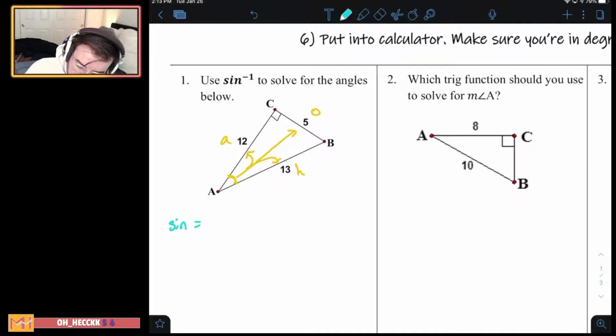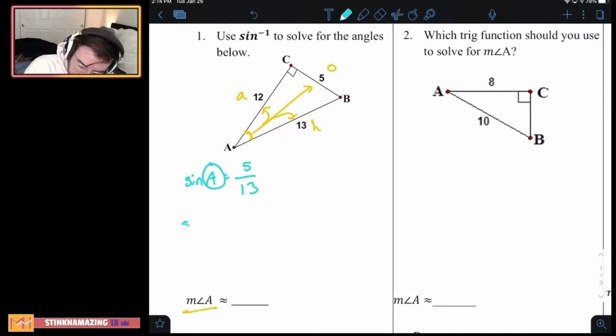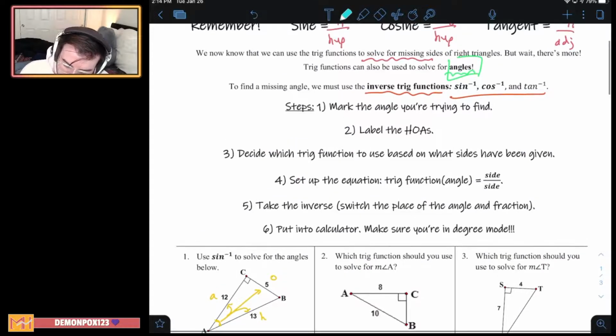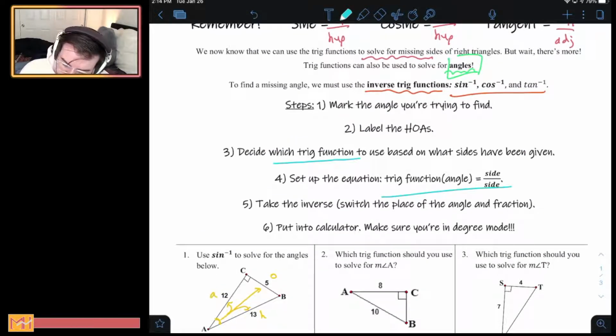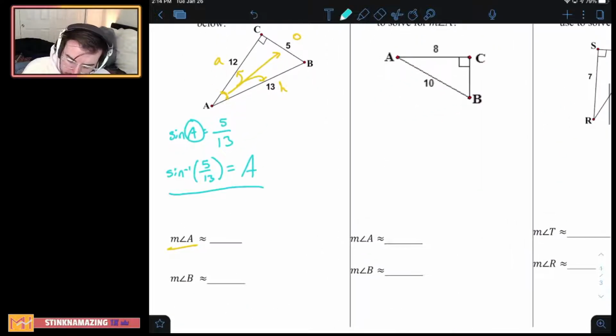Sine is opposite over hypotenuse. So sine of A is opposite over hypotenuse. Okay, that's great and all, but what is A? Well, introducing the inverse function. We inverse 5 over 13, and that solves for angle A. Okay, that's what our steps are saying here. Decide which trig function to use, set up the equation, and then take the inverse. Beautiful, right?